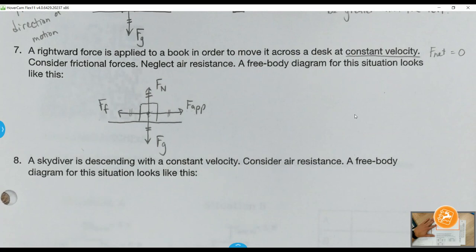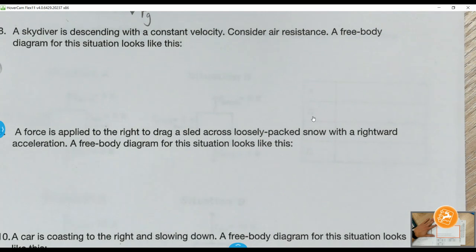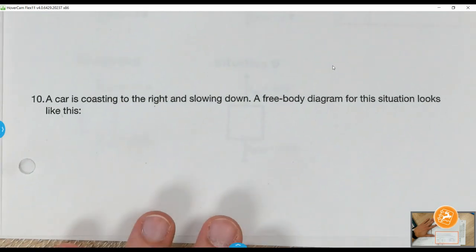Number 8 is just kind of like the squirrel. All right, so number 8 is like the squirrel problem. And number 9 is going to look pretty much just like number 6 at the top. So the only one that's left that's going to be slightly different is number 10.